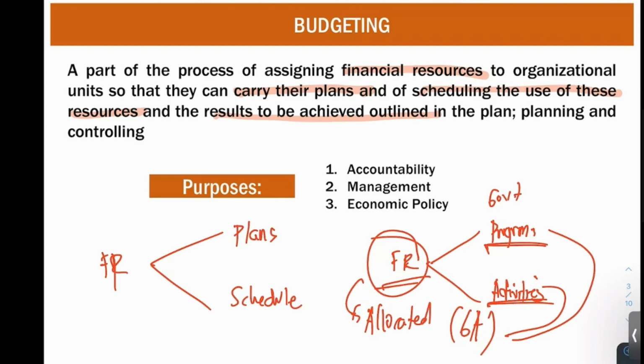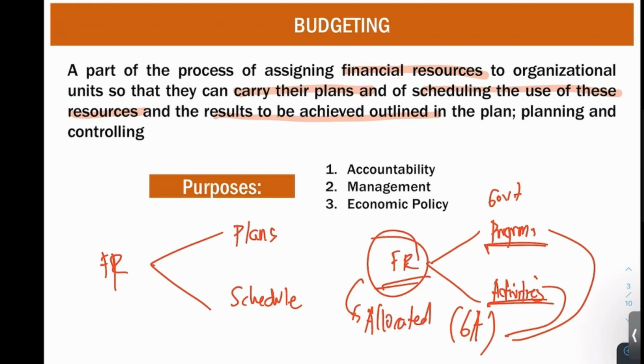And lastly, for economic policy. Why is it for economic policy? First, because budgets help in reducing inequality. Because what the national government actually does is to determine the amount of the budget per agency, per government agency, per local government, etc.